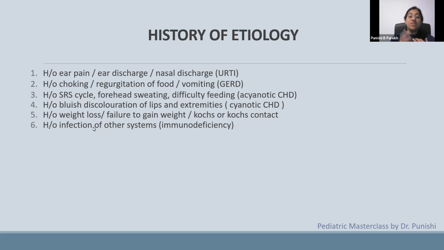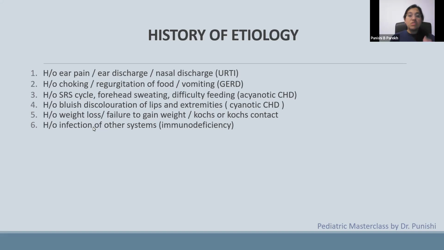And if there's history of infection of other systems. So probably if the child has some kind of an immunodeficiency syndrome, which predisposes the child to repeated infections, along with the respiratory tract involvement, there might also be involvement of the GI tract or skin infections, etc. So if there's history of infection of the other systems in a child who's presenting with cough repeatedly, you can also think in terms of probably underlying immunodeficiency, which is predisposing the child to these repeated recurrent infections.